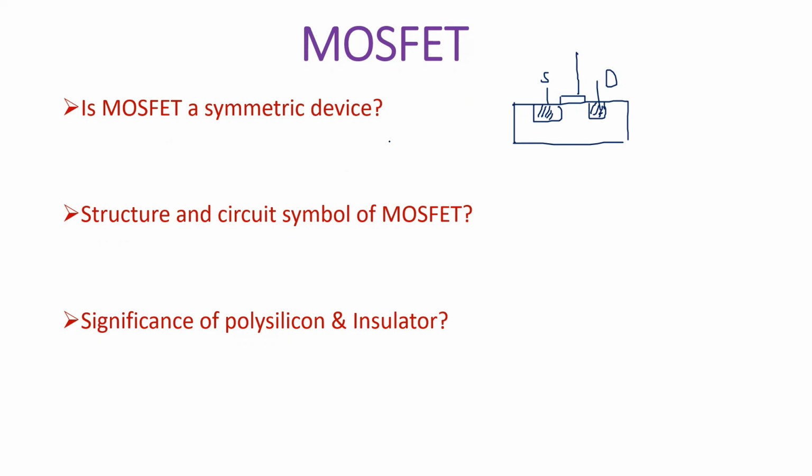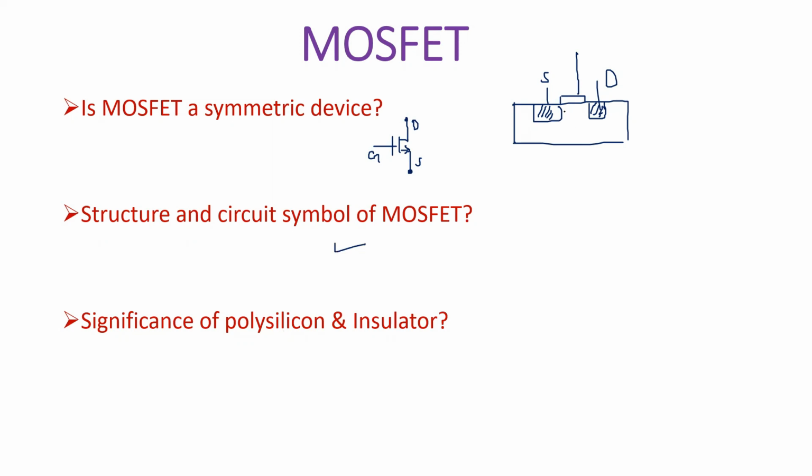Whichever potential is larger, that can be treated as the drain. Generally it is mentioned like this is a drain, this is a source, and this is a gate. But yes, if the potential is larger here, it will work as a drain. If the potential is larger there, it will work as a drain. So it is a symmetric device. The structure and circuit symbol of the MOSFET, you all know. You will do it. Now, the significance of polysilicon and insulator.